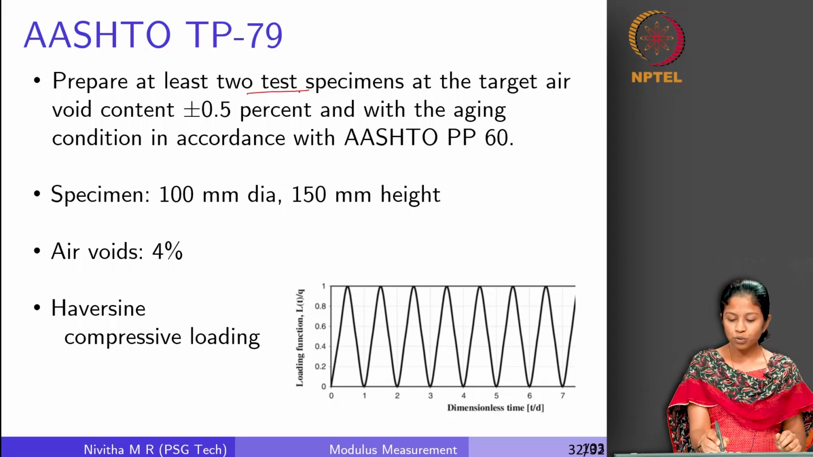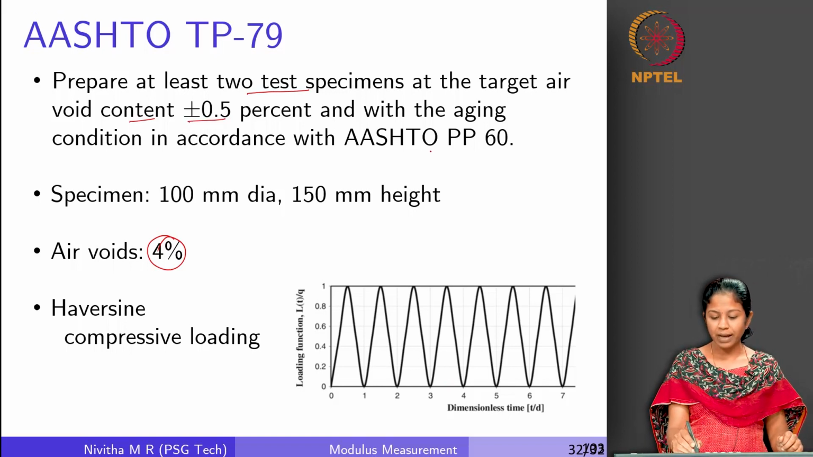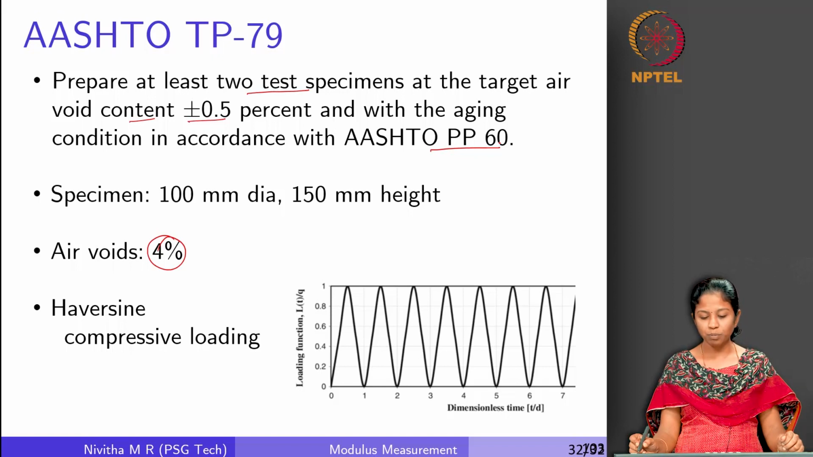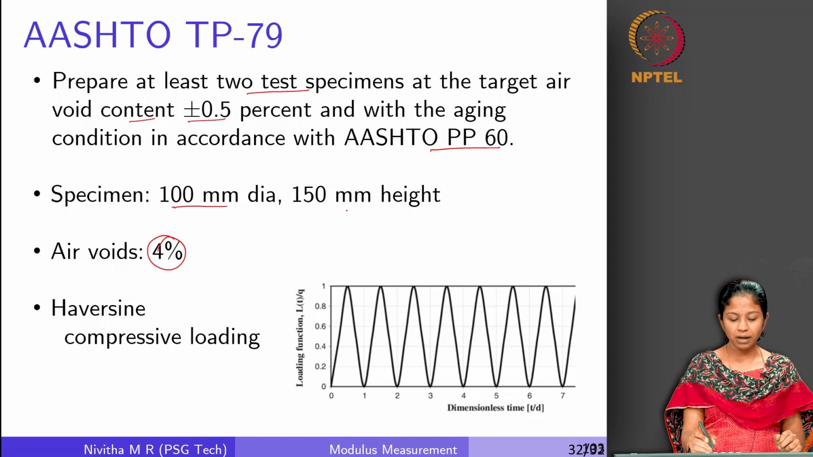Now, how do we prepare the sample? We prepare at least 2 test specimens at the target air void content. We usually use an air void content of 4% for testing. So, it should be 4% plus or minus 0.5%, and it has to be prepared in accordance with AASHTO PP60. As we said earlier, the specimen should be 100 mm diameter and 150 mm height.